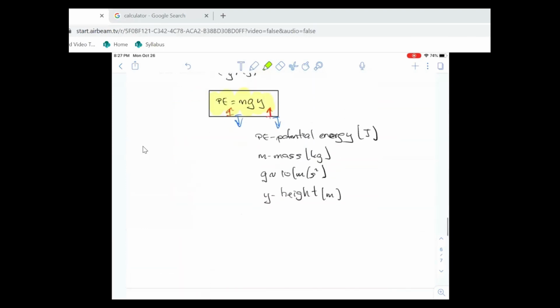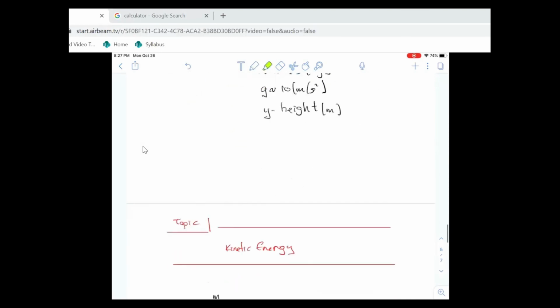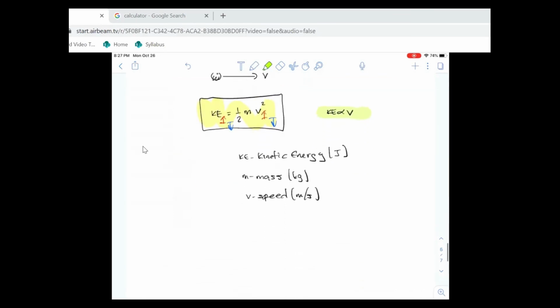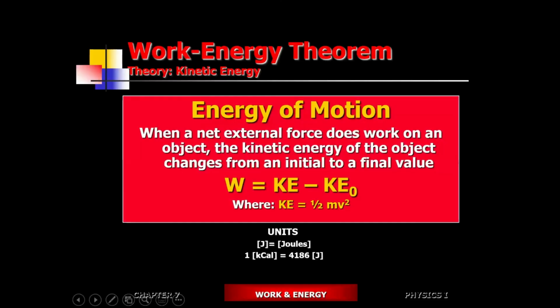Potential energy is proportional to height. Kinetic energy is proportional to speed. And then we got mechanical energy.